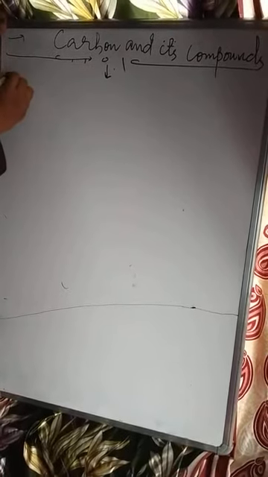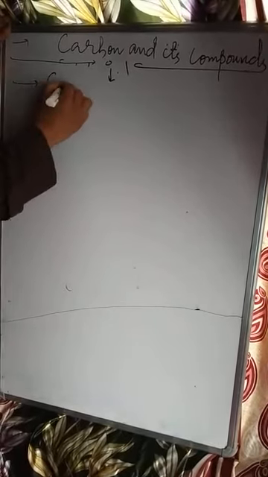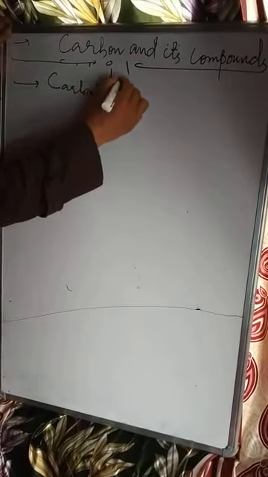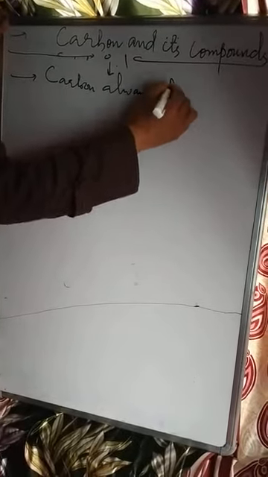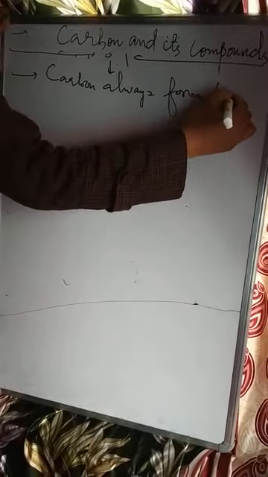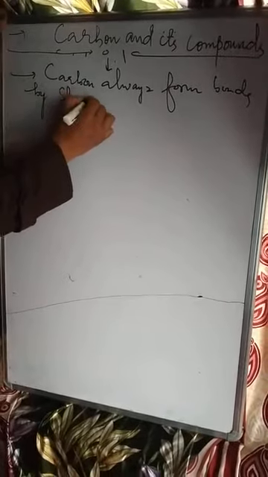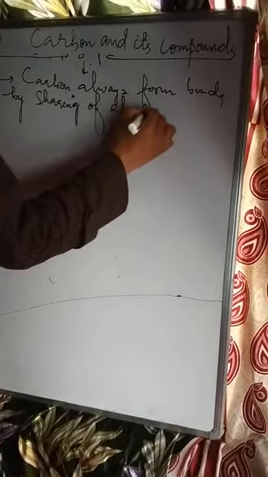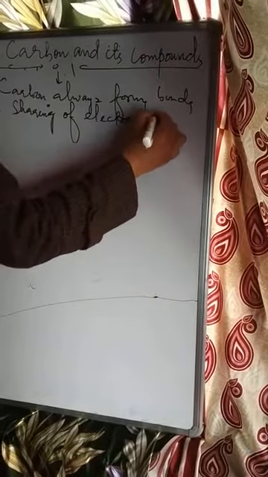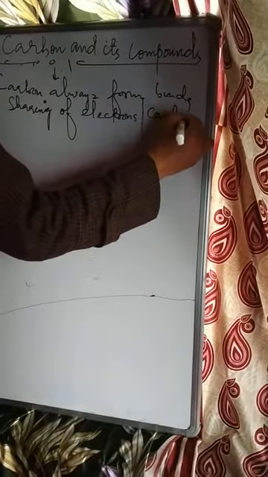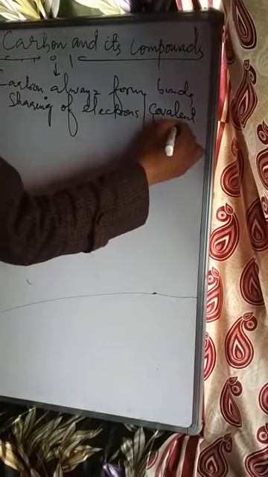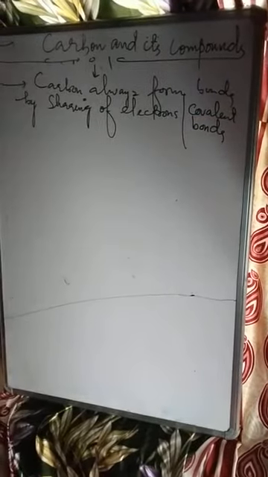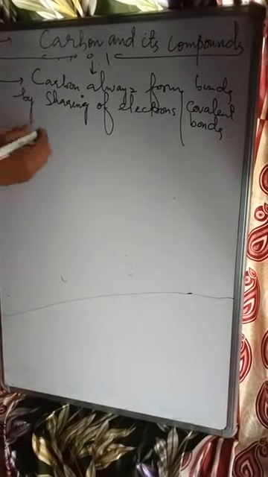Last time we were talking about that carbon always forms bonds by sharing of electrons, and those particular bonds are called covalent bonds. We have discussed this very thing in the last video lecture. Let me add one more thing to this.